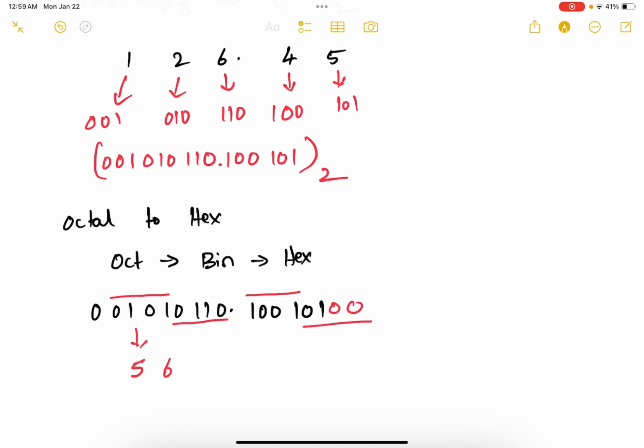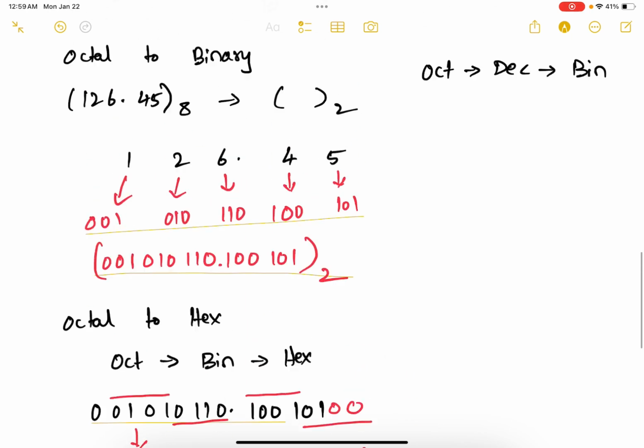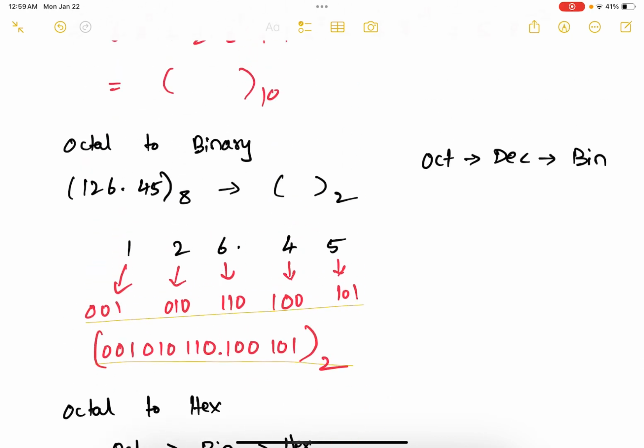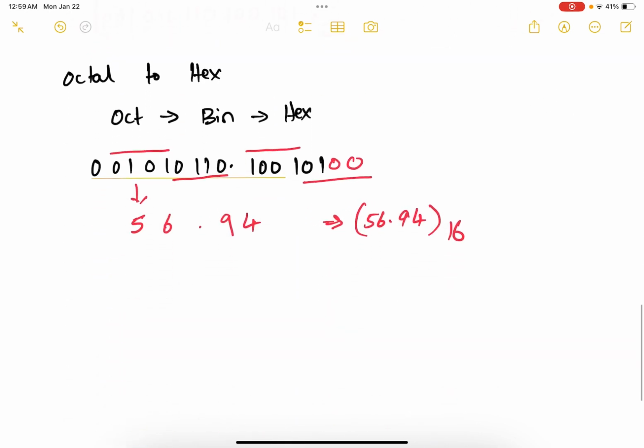0110 is 6, 1001 is 9, and 0100 is 4. So that would be 56.94. Therefore 126.45 in octal system is equivalent to 56.94 in hexadecimal system.